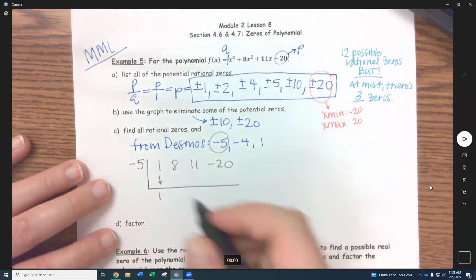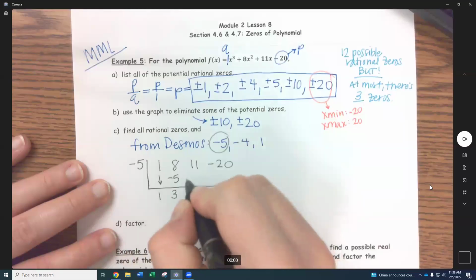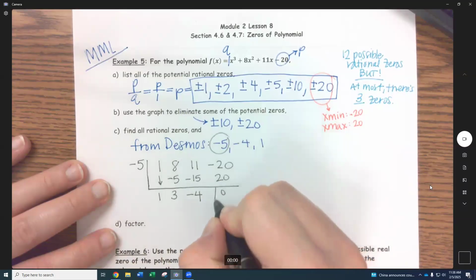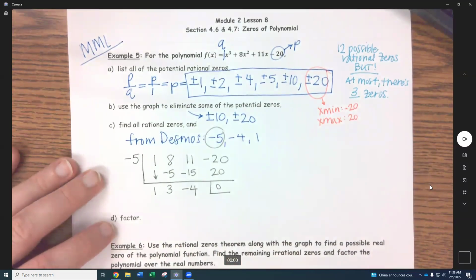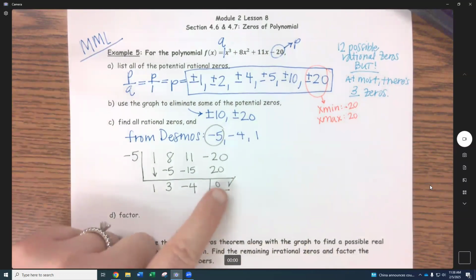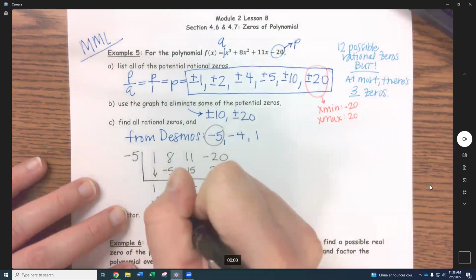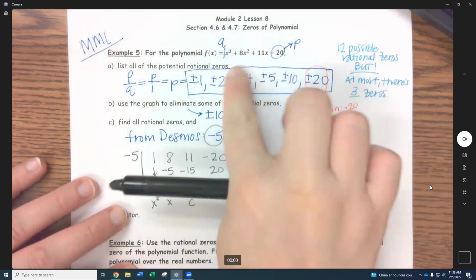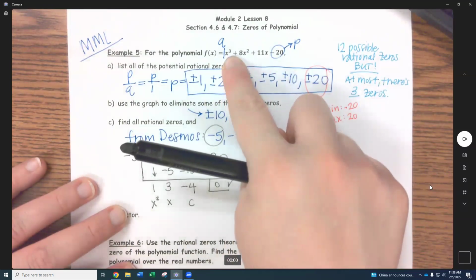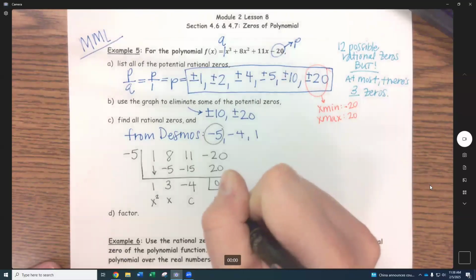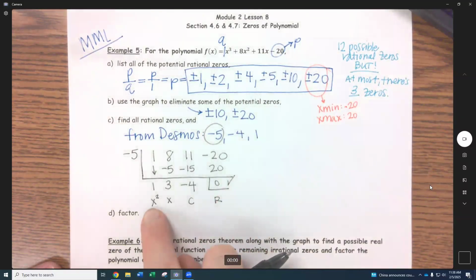Bring down your first one, multiply, add, multiply, add, multiply, add, and we get a remainder here of 0. So that also tells me, not just by the graph, but by synthetic division, since I have a remainder of 0, it does go in evenly. So this is my x squared, x, and constant. Whatever you had here, it goes down. So if this was x cubed, now it's x squared, x, constant, or you can work your way up, right? This is remainder, constant, x, x squared.